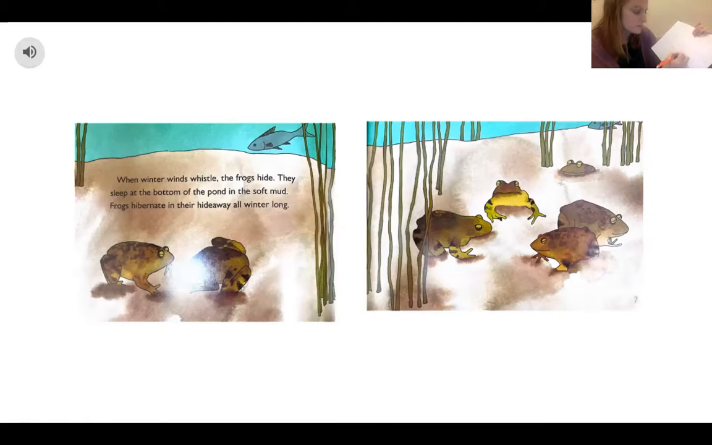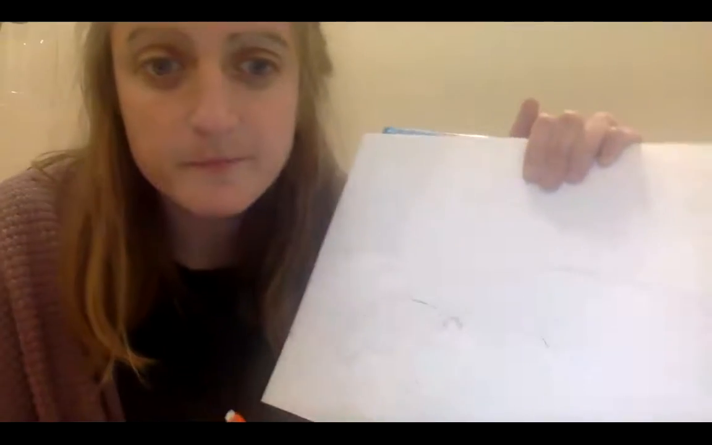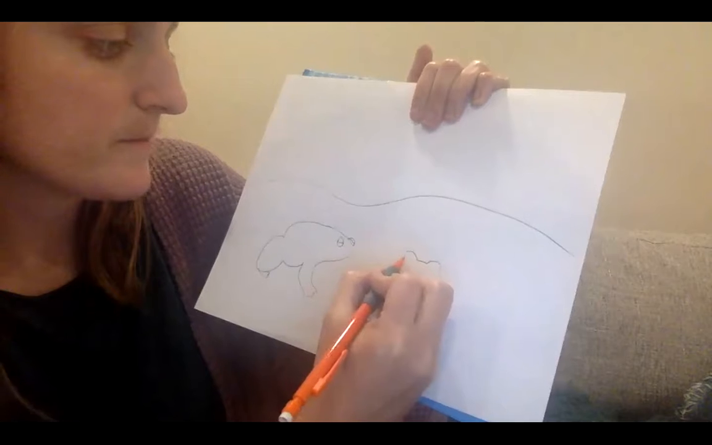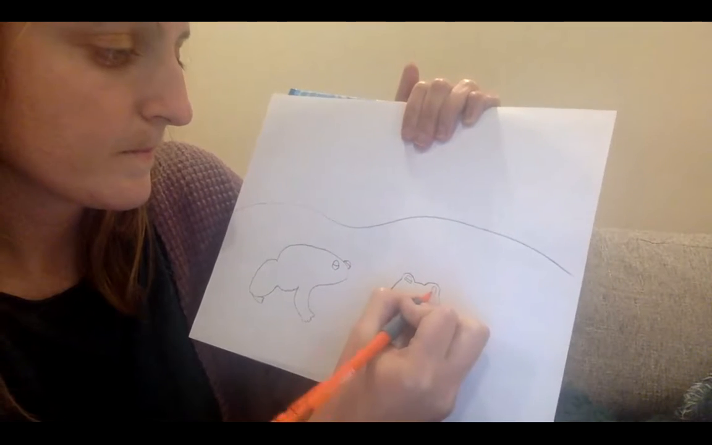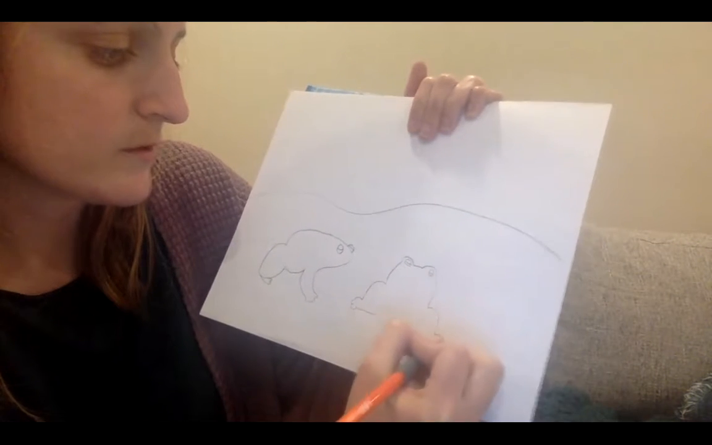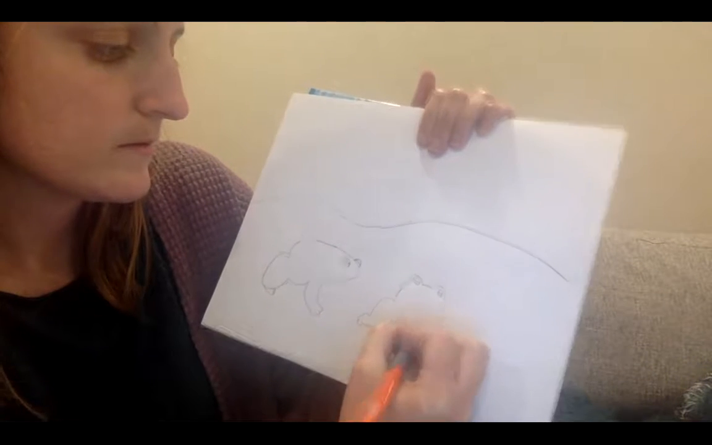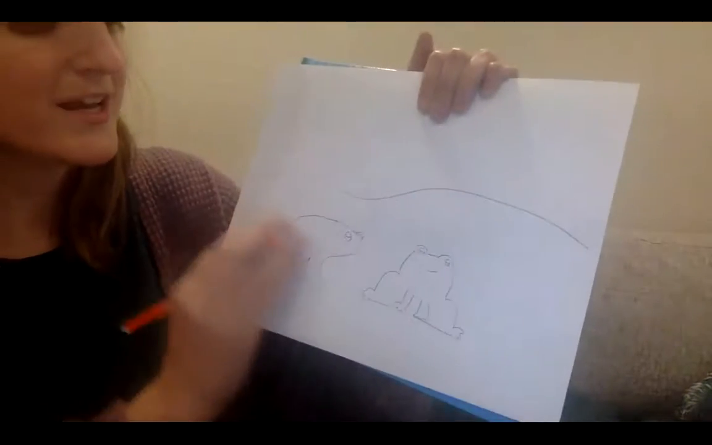I'll draw another one over here. Let me actually make this bigger so you can see me. Here we go. Be thinking about what you might want to draw. The pictures in the book are there to give us some ideas. There we go. So here are the frogs, and they're hibernating in the mud.